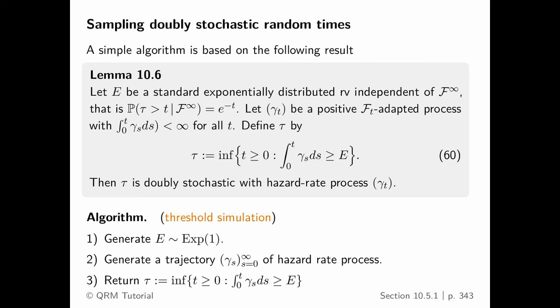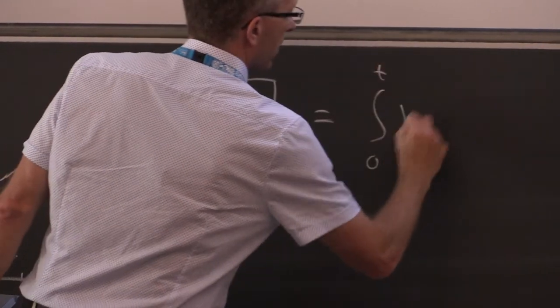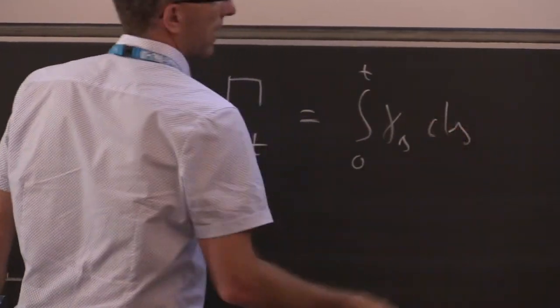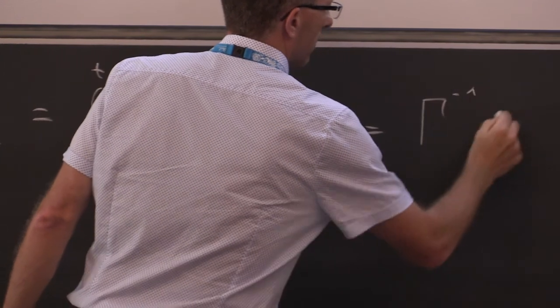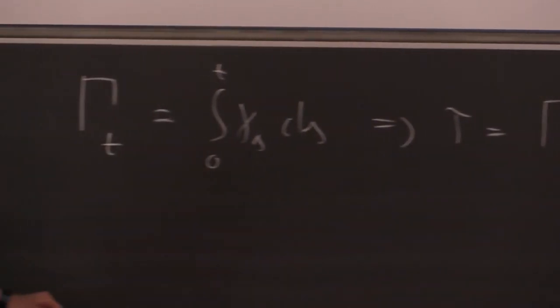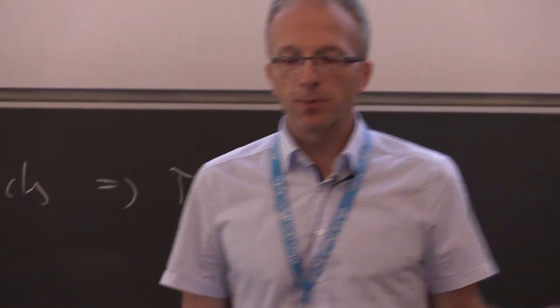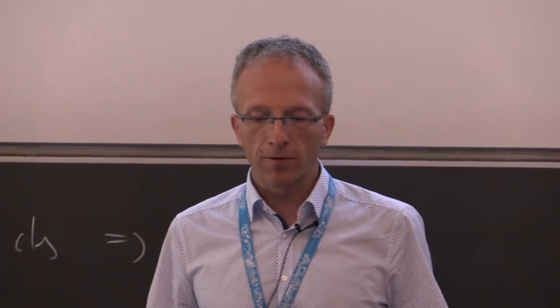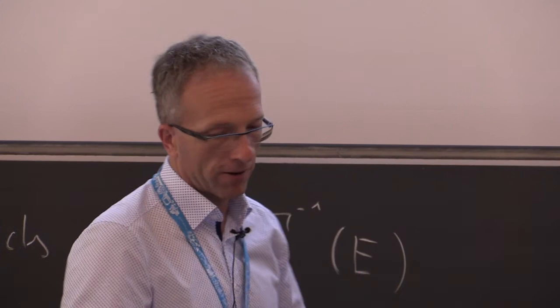So if you let capital Gamma_t equal the integral from 0 to t of gamma_s ds, then tau is equal to Gamma to the minus 1 of E. That's how you would simulate them. You first generate your exponential random variable, you generate the trajectory of the hazard rate, and you return the tau as given here in 0.3.